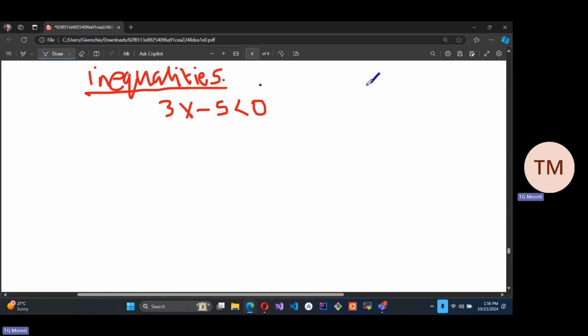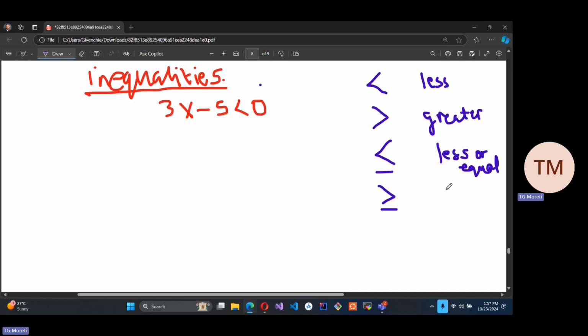Now, this sign is less than, this sign is greater than, this sign is less or equal to, and this sign is greater or equal to. In short, these are all the signs that we will be working with.